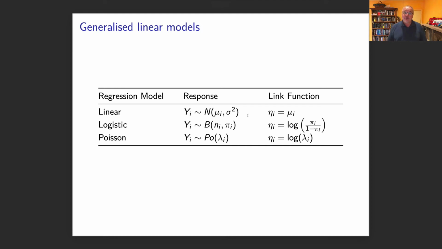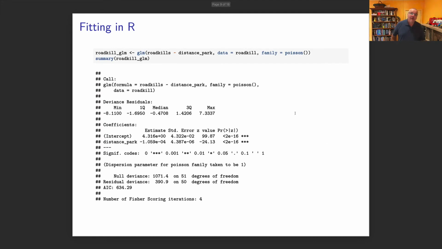In fact, you could use the GLM to get your linear regression if you go family equals Gaussian, link function equals identity. But we don't bother because we've got the linear model. So let's have a look. Here's me actually fitting it. It's a GLM. We just put our road kills. We don't have to do anything fancy with the response variable like we did before with successes and failures. We just go road kills. It's distance park. Here's our data.